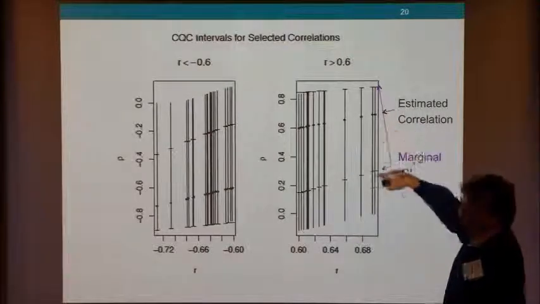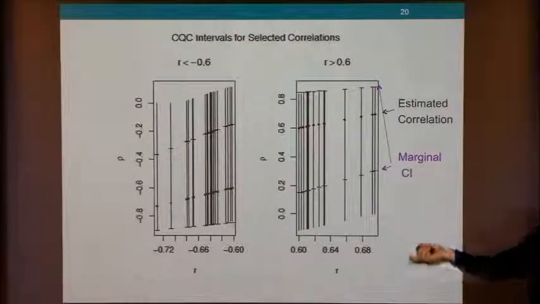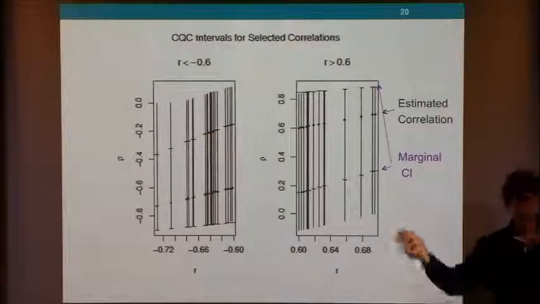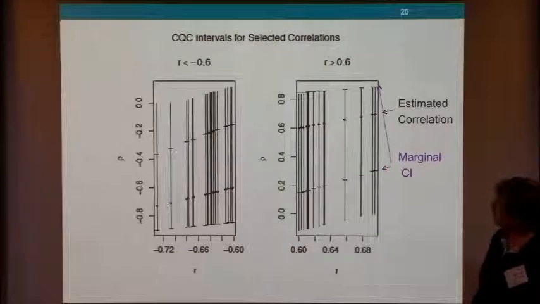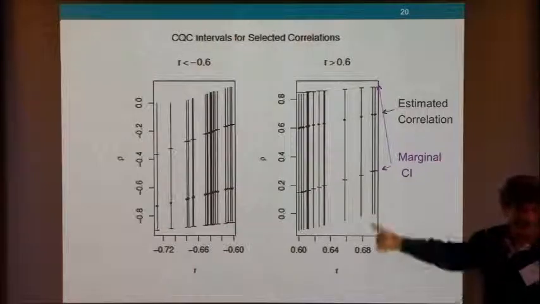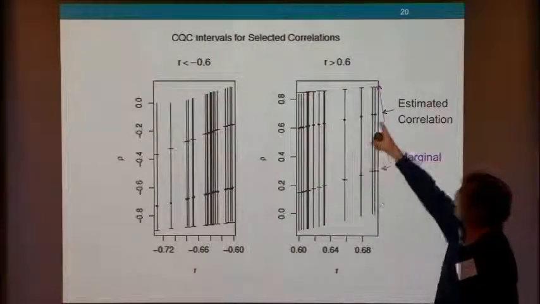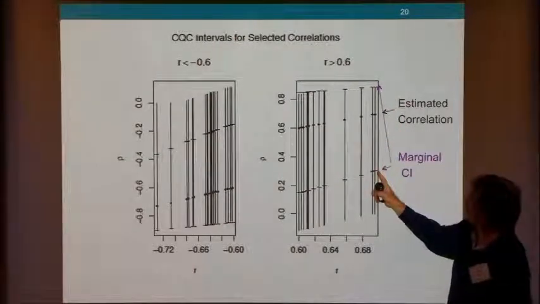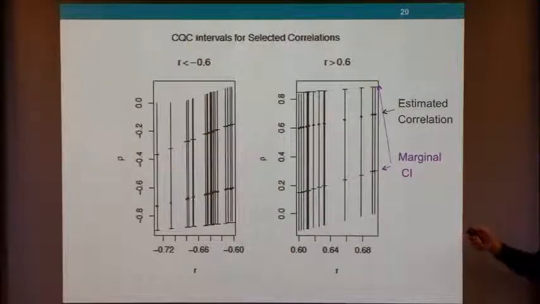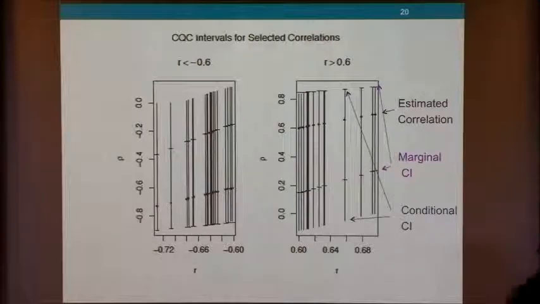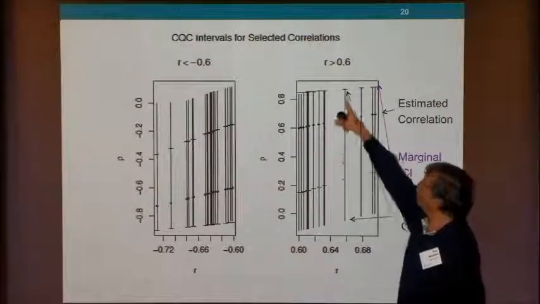Now, they are not symmetric because we use the Fisher transformation and go back. I guess it's statistical magic, but the point is that they are correct confidence intervals for the correlation coefficient, and they go from here to here. So these are the marginal confidence intervals, and these are the conditional ones. They go from here to here.